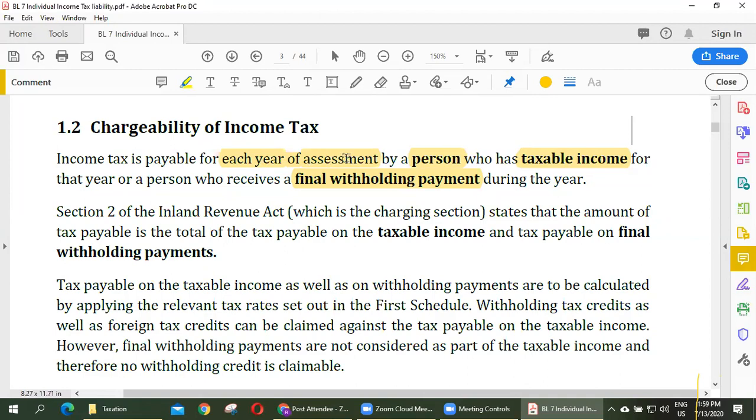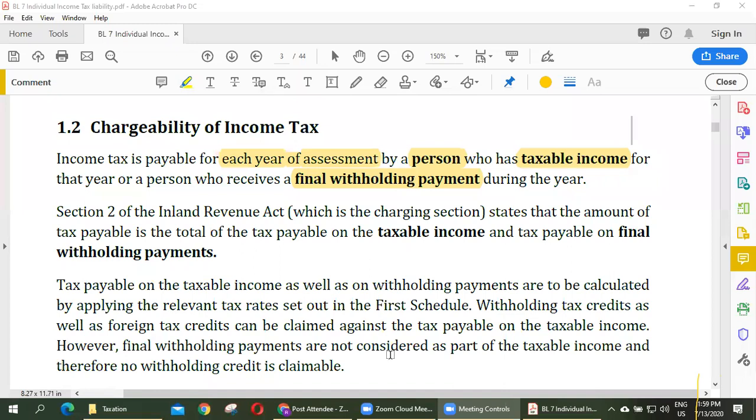Accounting year, how many months? 12 months, right? Starting from which date? April 1st. Some companies start from 1st of April, right? Some companies start from 1st of June. Some companies start from 1st of January. It depends on the company's policy, right?